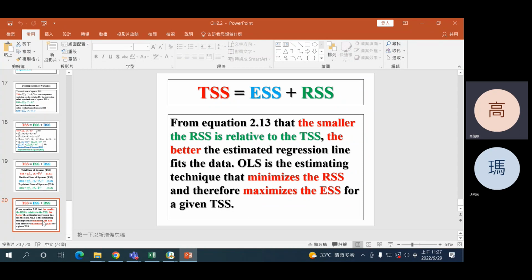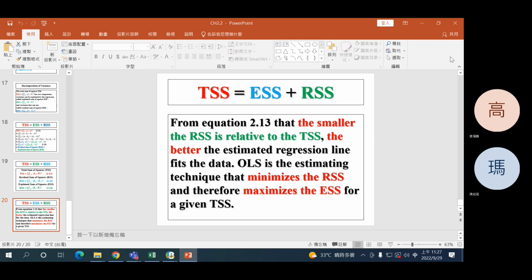Therefore, we're saying that the OLS method is the best estimator for regression analysis. This technique is the foundation of regression analysis. Any questions so far? So now you all should have a very vivid memory that TSS is equal to ESS plus RSS, although you see a lot of equations there. Okay, all right.